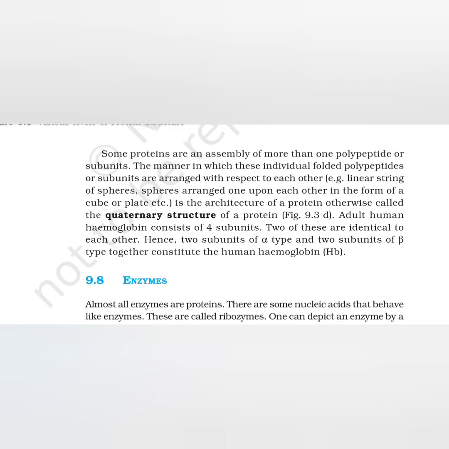Adult human hemoglobin consists of 4 subunits. Two of these are identical to each other. Hence, two subunits of alpha type and two subunits of beta type together constitute the human hemoglobin.